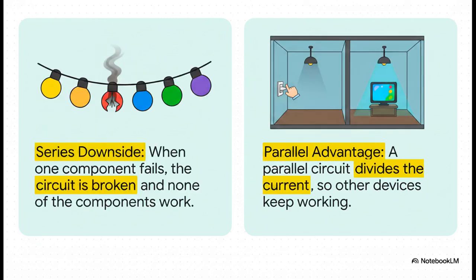So why should you care about this? Well, think about those old cheap holiday lights. They were wired in series. And if one tiny bulb burned out, it broke that single path and the entire string went dark. Ugh, what a nightmare. That's exactly why your house is wired in parallel. You can turn off a lamp in one room and your TV in the other room keeps on working because its current has its own separate path to follow.